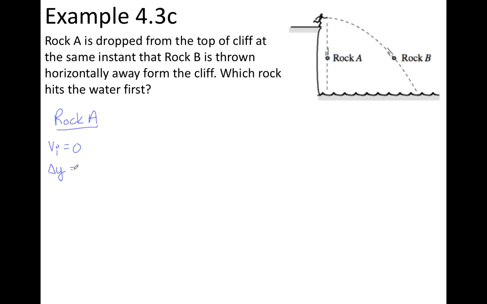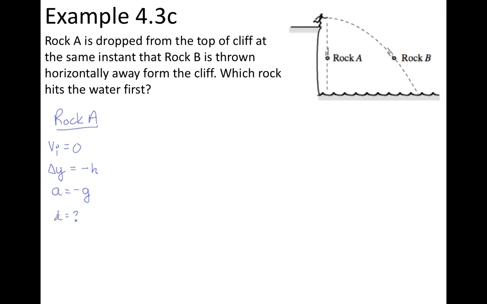Here, the change in the y position is going to be negative because rock A is going to fall downwards. And that change in y position is going to equal the height of the cliff. So rock A is going to have a change of position of negative the height of the cliff. The rock is going to be in free fall, so it will experience an acceleration equal to g, also downward, so I'm going to give that a negative sign. And we want to know what is the time for rock A to hit the water.